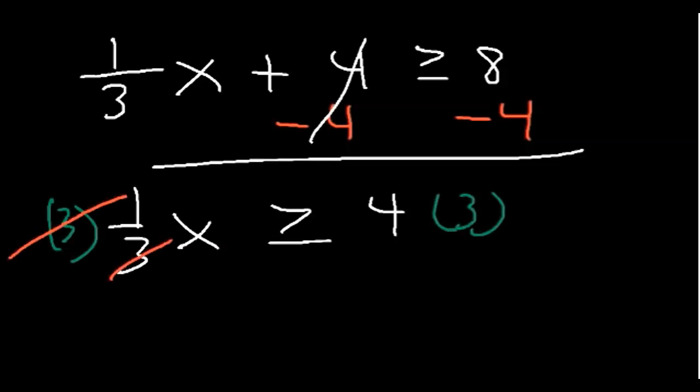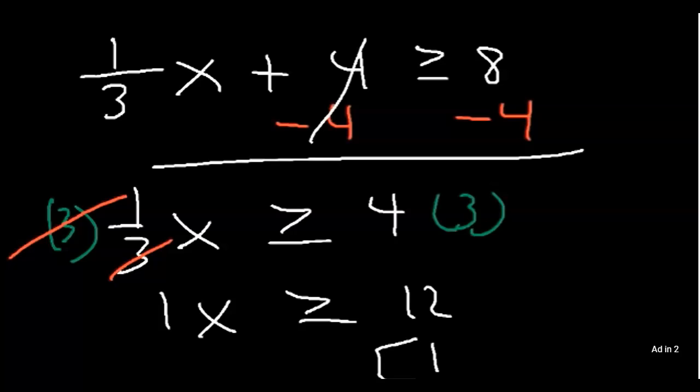So the 3's will cancel. 3 divided by 3 is 1, so we have 1x on the left side. On the right side, 4 times 3 is 12. So x is equal to or greater than 12. So it's from 12 to infinity.